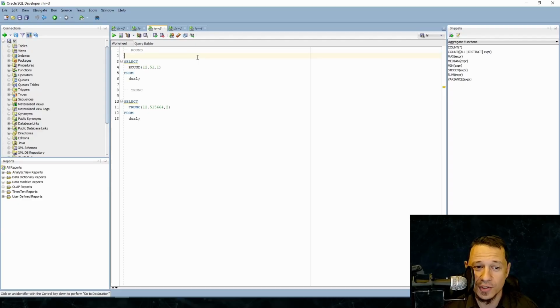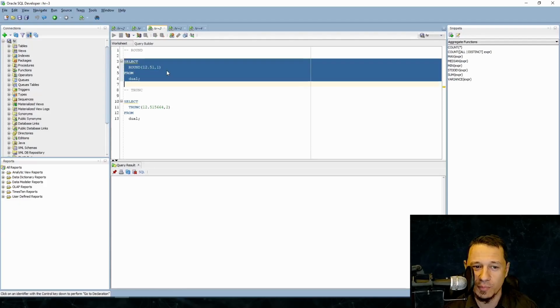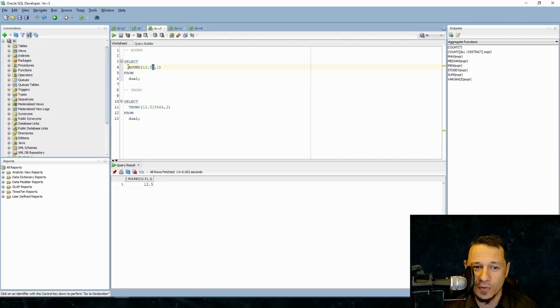The ROUND function rounds a number. So when we provide a number to it as a first parameter, the second parameter defines to which decimal it should round the number. So when I round 12.51 to a precision of 1 decimal, it will round to 12.5. As we can see, if our second decimal is 5 or higher, for example 6, it will round up to 12.6, right?